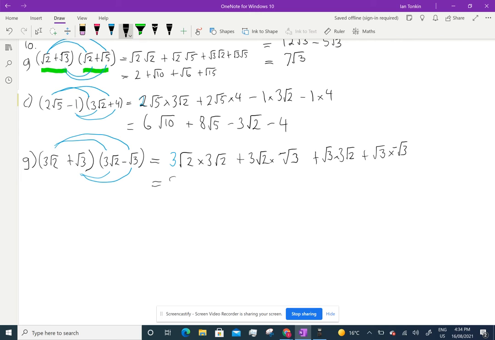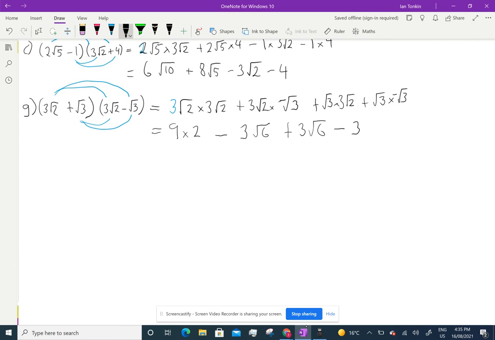Well, the 3 times 3 is 9, and the root 2 times root 2 is 2. Here, I've got a positive times a negative, so I'm going to get minus 3, and root 2 times root 3 is root 6. Here, I've got a 3 out the front, and root 3 times root 2 is root 6. And here, I've got a positive and a negative, so I'll get a minus, and root 3 times root 3 is 3. Well, 2 times 9 is 18.